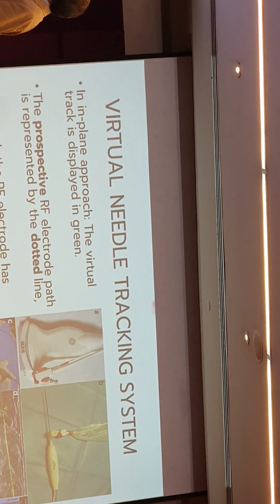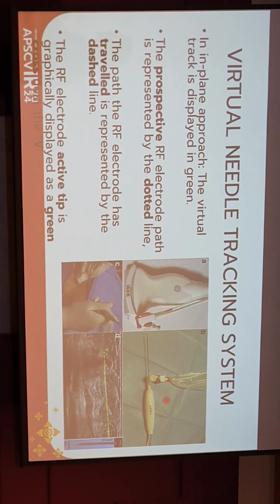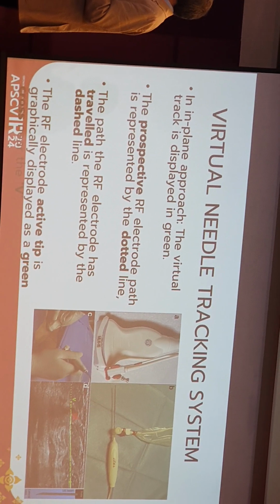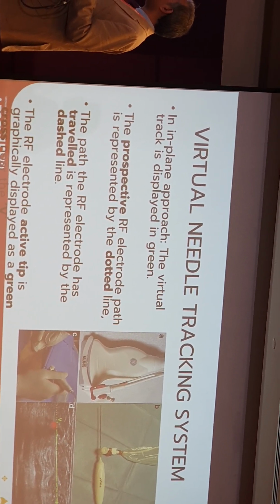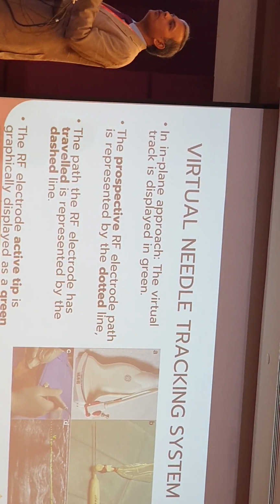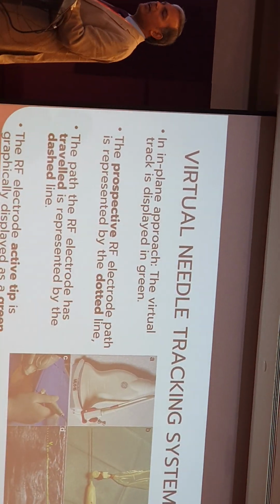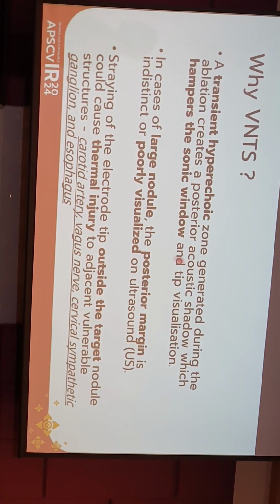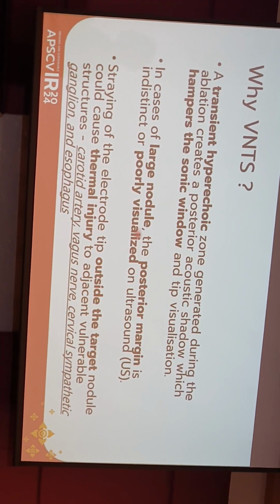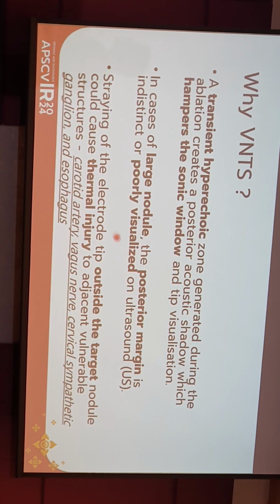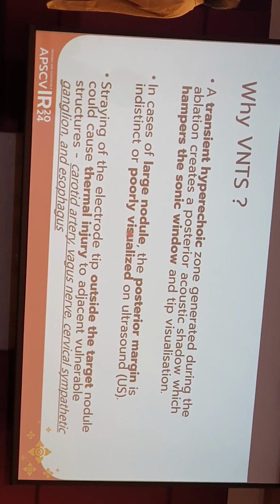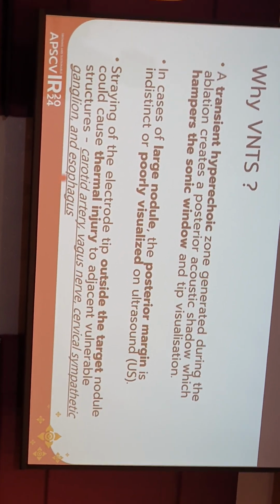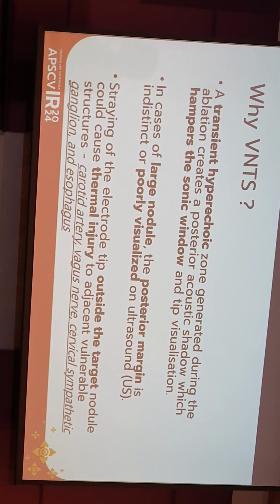And the virtual tracking needle system, basically it is attached with a virtual tracking system. You know where your needle will possibly go. This V part will show the tip, and the dotted part will show where your needle will go. So you get to know where your needle is going. Basically it is important when there is gas formation, so you know the navigation track, you know where the needle is going. And in cases of a large nodule, when the posterior margin is not properly visualized during the ultrasound, and of course to save the important structures.